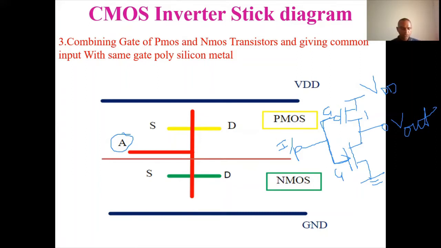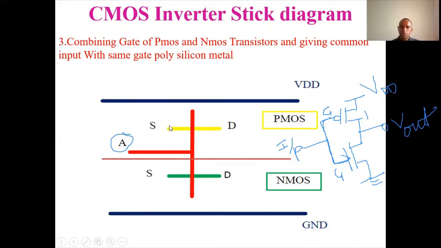What we have to do here is short both the drains. This drain and this drain will be shorted with the metal, or we can also use the polysilicon. There is no problem. If you use the contact cut, it becomes the connection. So we have to short this drain and this drain, and we will take it as the output. Okay, so that's the next step.